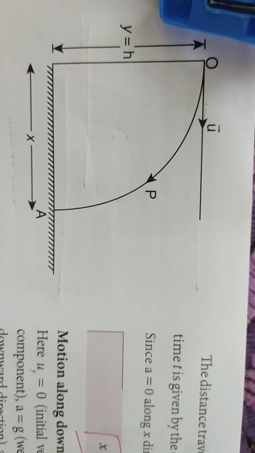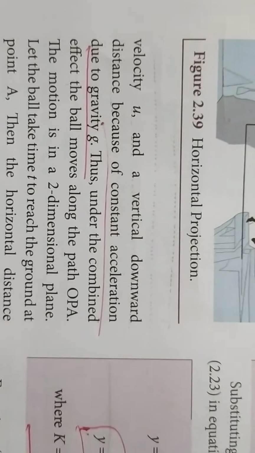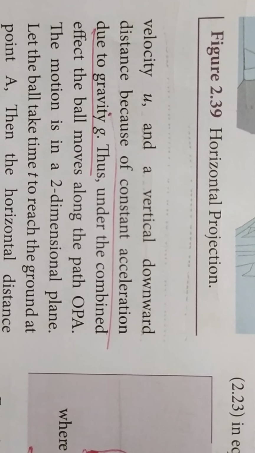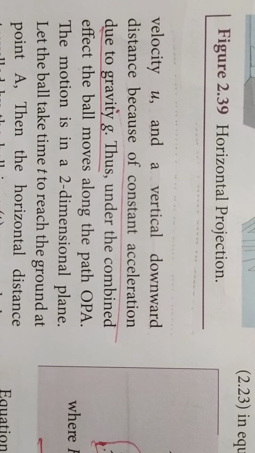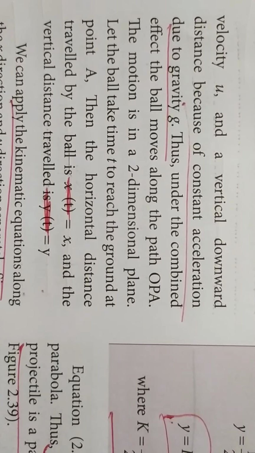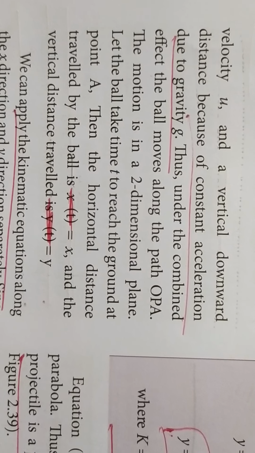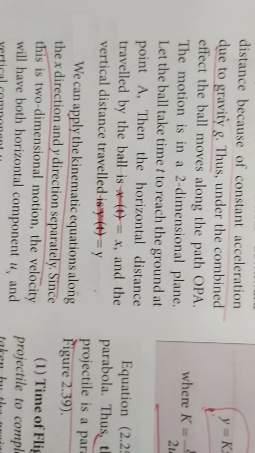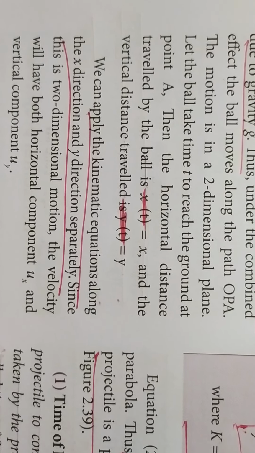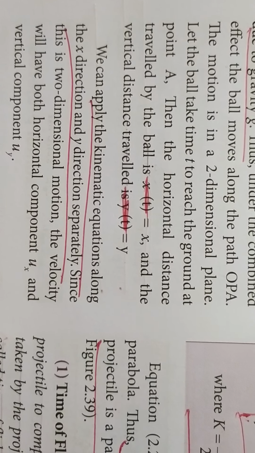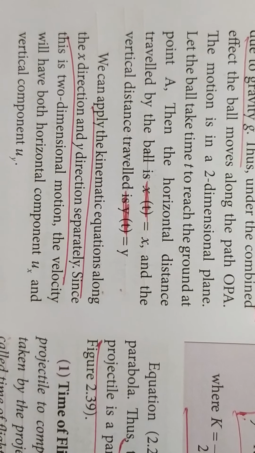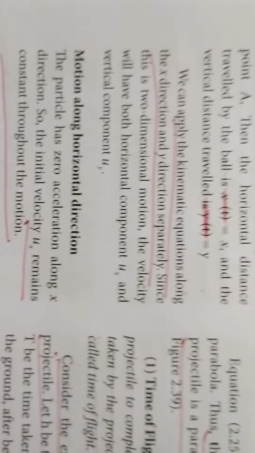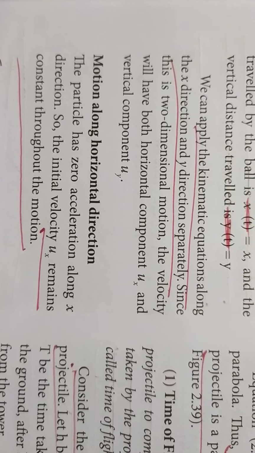Now we are going to derive the equations one by one. Here the body is falling because of the constant acceleration due to gravity g, and the body is moving in a two-dimensional plane. Usually the horizontal distance we take as x and the vertical distance as y. No need to write x of t and y of t. Now we can apply the kinematic equations along the x direction and y direction separately. First we apply the equations for the x direction, and next for the y direction.